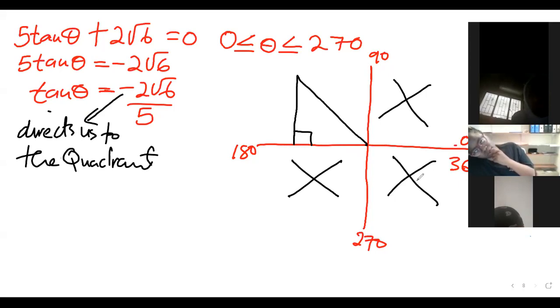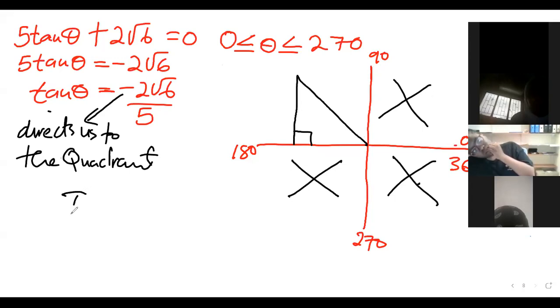Okay. I first said this is outside my restriction. Then I said tan is negative, but I know tan is positive for the first and the third. That means I remove the first and the third. I'm left with only the second, where tan is negative. That's where I'm drawing my diagram. That's my right angle triangle.